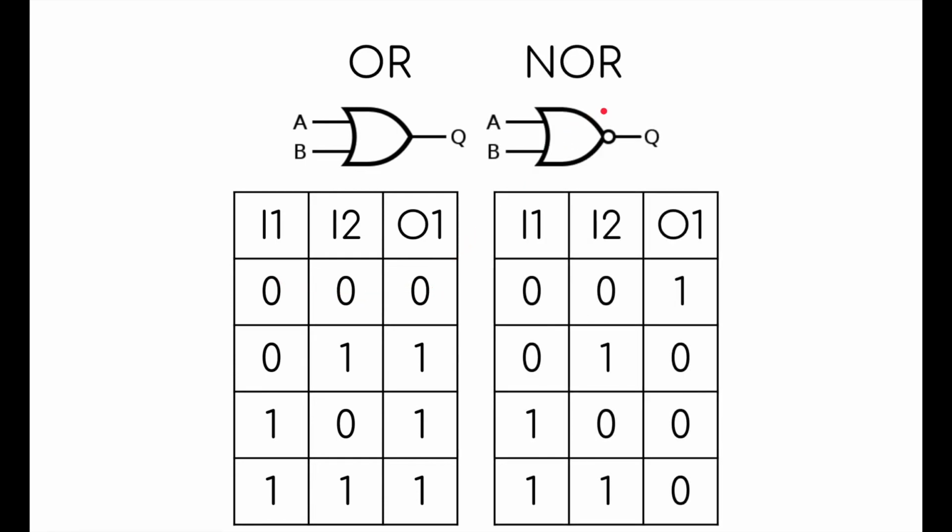Then we also have NOR, which again is the opposite of OR. Wherever the OR gives a 0, the NOR gives a 1, and wherever the OR gives a 1, the NOR gives a 0. Note that if you have an OR followed by a NOT, then you will get a NOR.